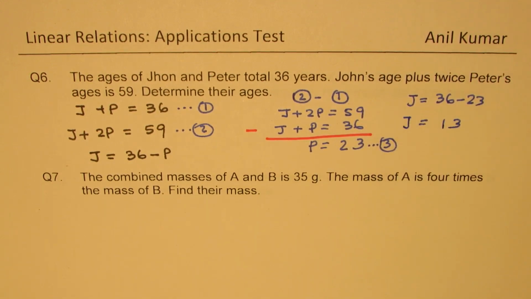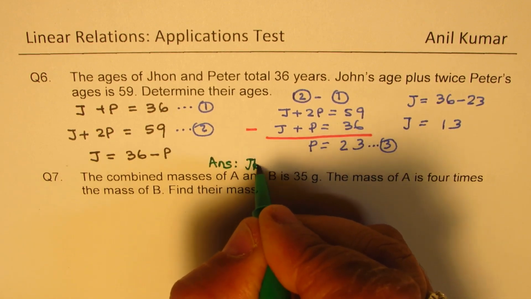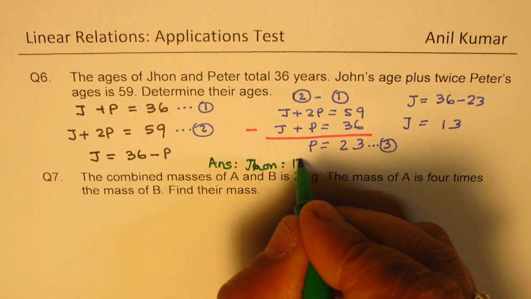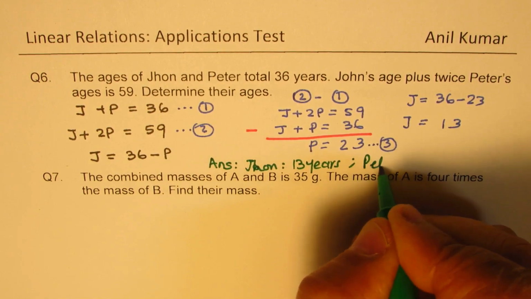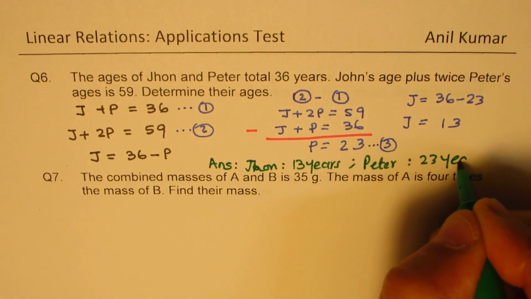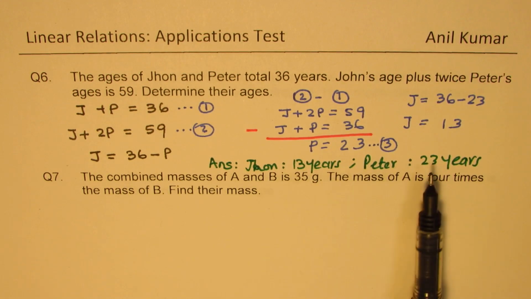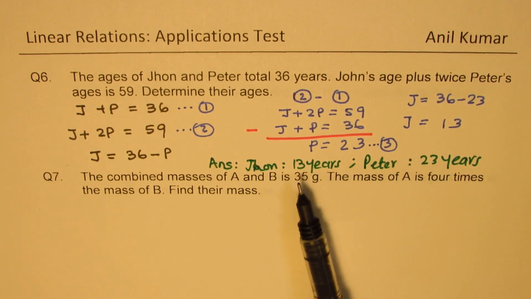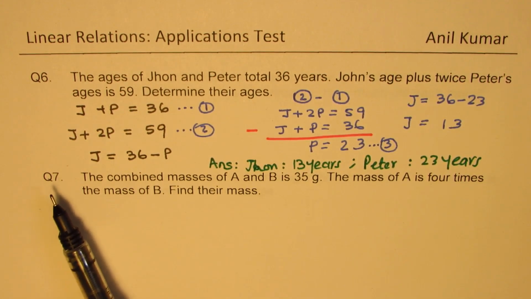So now we get our answer, which is John is 13 years and Peter is 23 years. Many times you could also verify whether your answer is correct by substituting your values or just thinking back. If that is their ages, just add them up, and yes, that does add to 36, so it makes sense, correct?